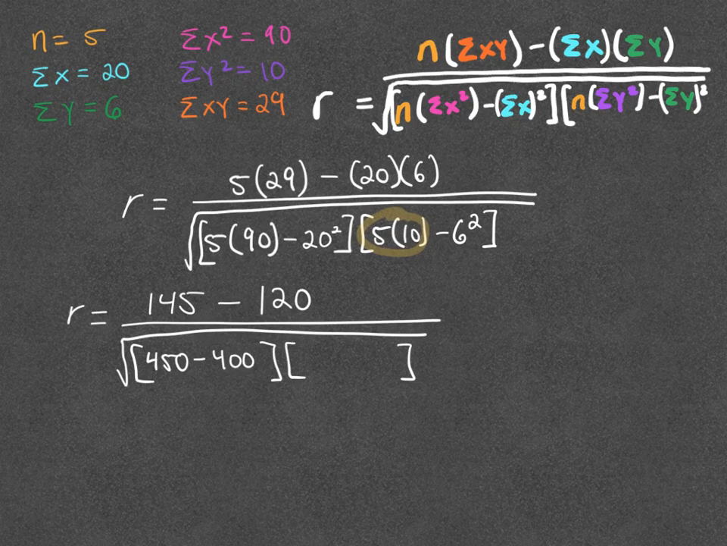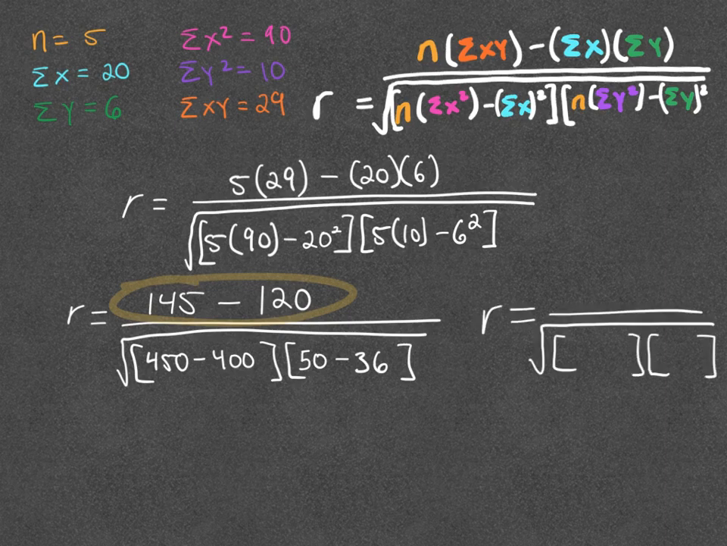Onto the y side, I'll do 5 times 10, which gives me 50. And I'll subtract from that 6 squared, which is 36. Already we can see that our formula is looking a lot simpler. So let's tackle that numerator. 145 minus 120 gives me 25.